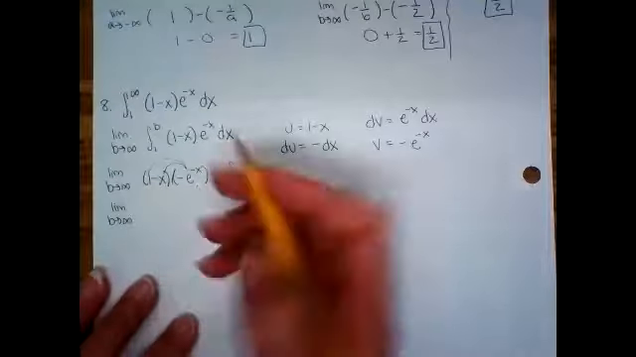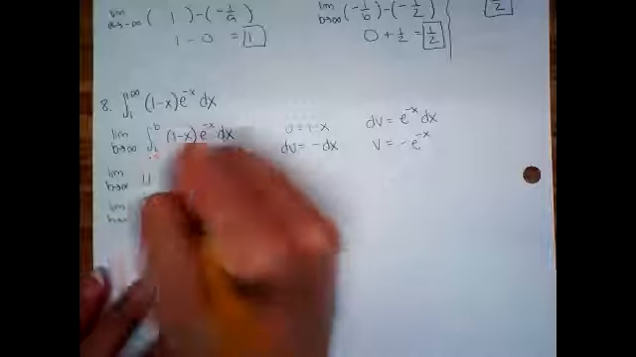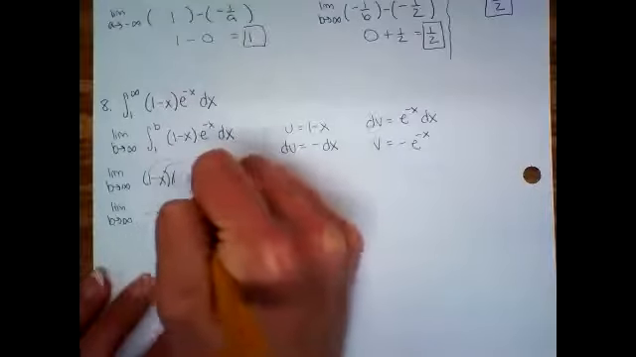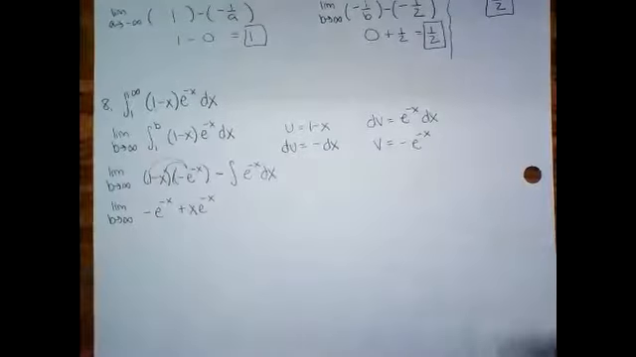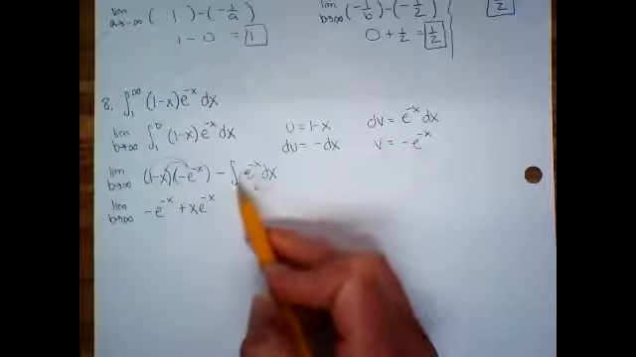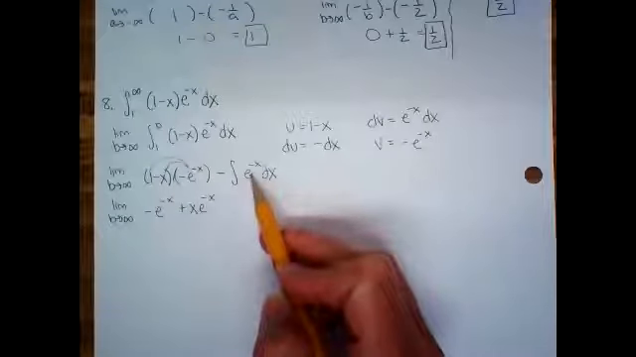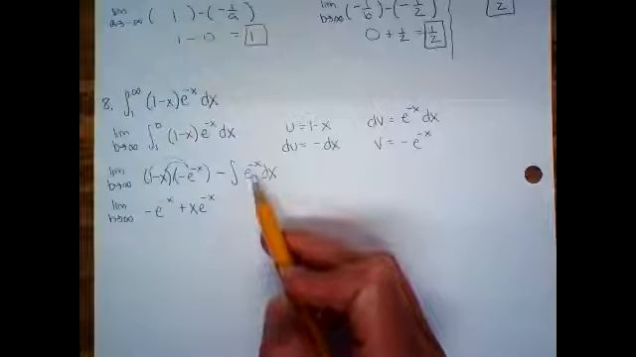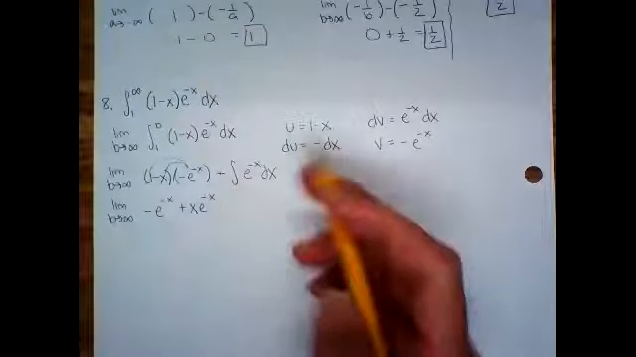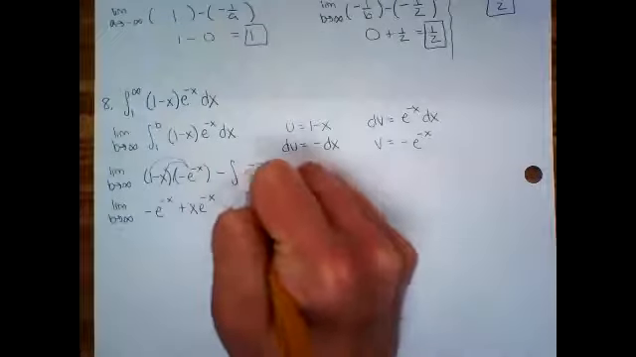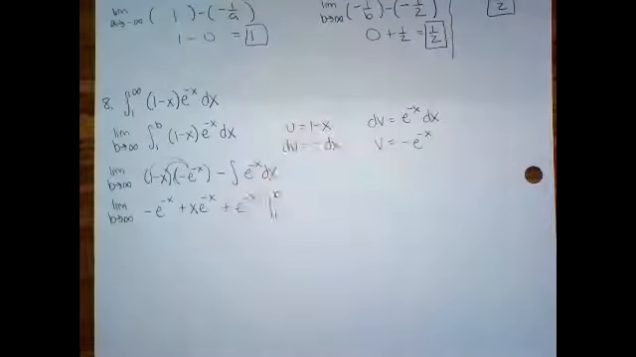So it'll be negative e to the negative x plus x e to the negative x. And then again, this antiderivative will be negative e to the negative x. However, those negatives will cancel, such that 1 to b.